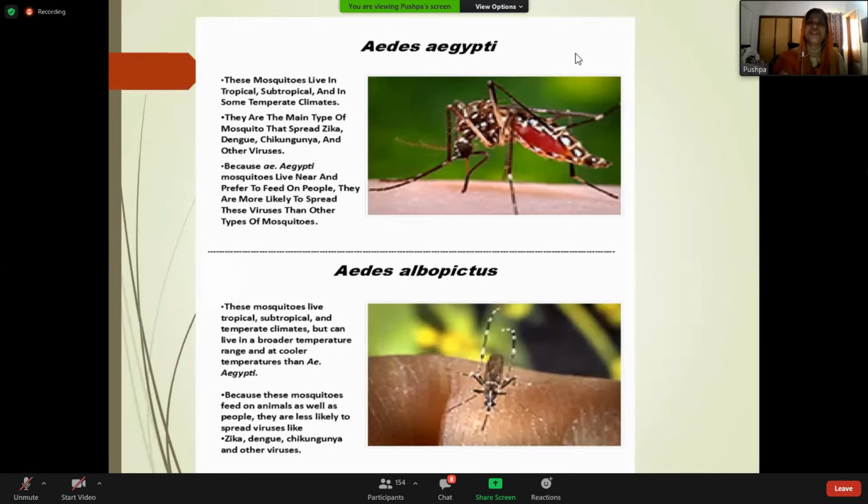Aedes aegypti, you can see it is slightly bigger in size and has a maroonish red belly, while this Aedes albopictus is smaller in size and grayish in color and has dots. This also has dots, but this is somewhat bigger in size.